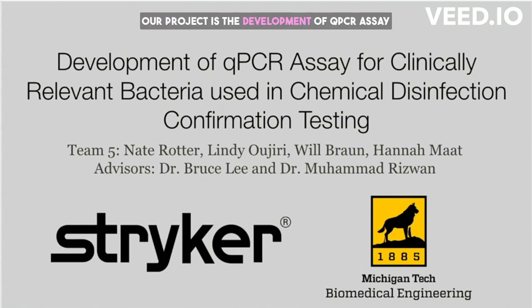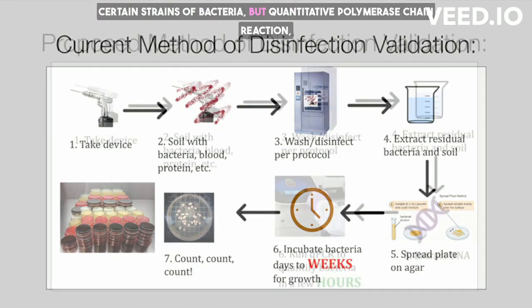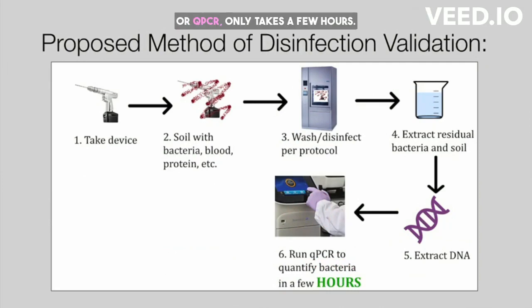Our project is the development of qPCR assay for clinically relevant bacteria used in chemical disinfection confirmation testing, which was sponsored by Stryker. The main problem that our project aims to solve is that the current method of disinfection validating, agar plate counting, is incredibly inefficient, with high costs, low accuracy, and a tremendous time commitment. Agar plate counting could take up to weeks for certain strains of bacteria, but quantitative polymerase chain reaction, or qPCR, only takes a few hours. By replacing the current method, we would be able to more efficiently and accurately count bacteria remaining following disinfection.